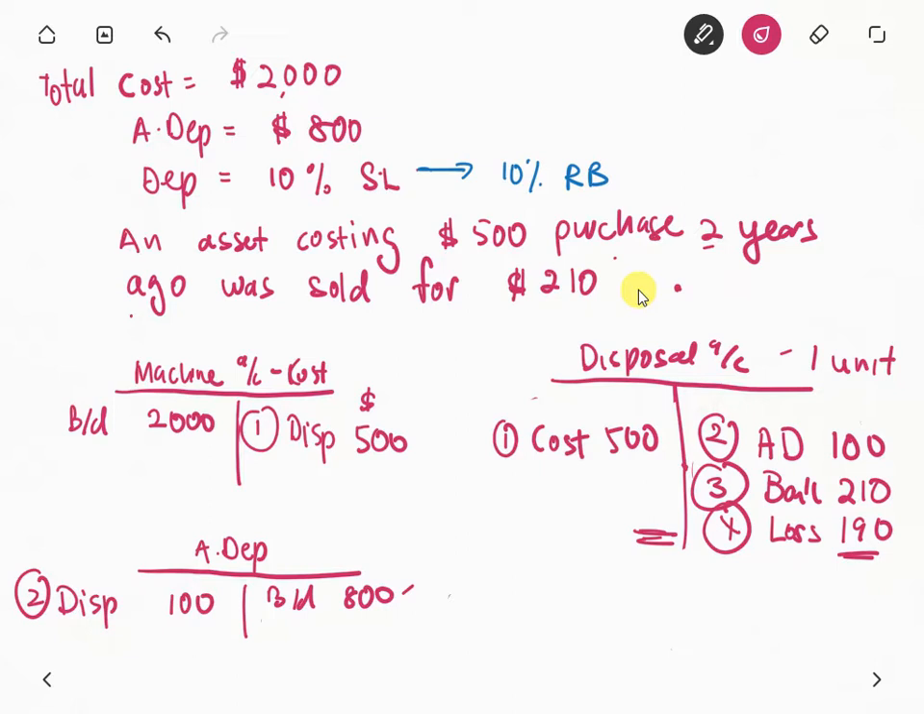So end of the year, do I still have remaining asset? 1.5. Must I depreciate? Yes. 10% straight line means 10% on cost. 150. Debit depreciation, credit accumulated. Closing, carry down, brought down. 95 minus 100, 85.